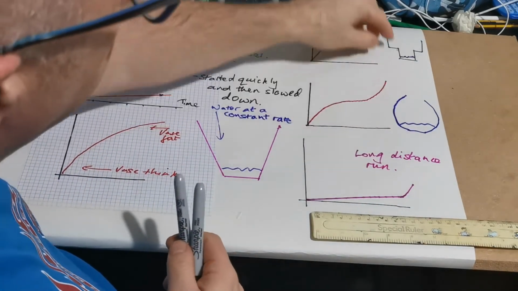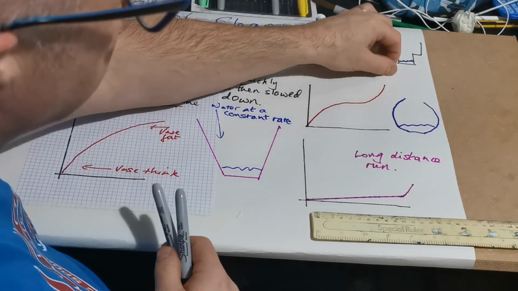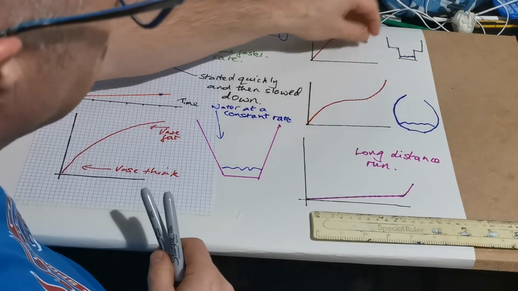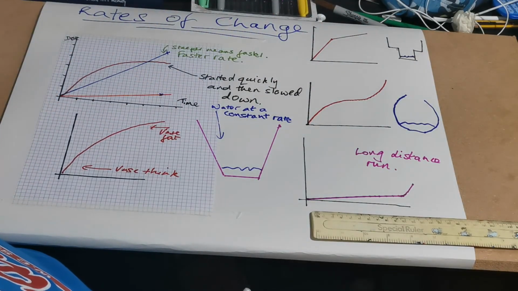Here, as the neck gets thinner, it speeds up, and that causes a steeper graph. As it gets fatter, it slows down, and that causes a shallower graph. And I think really that's all there is to it.